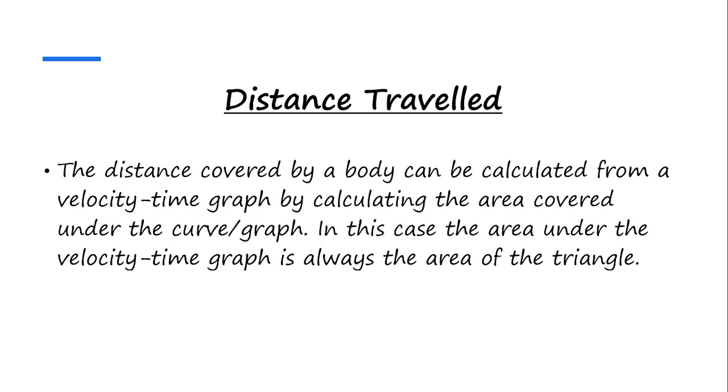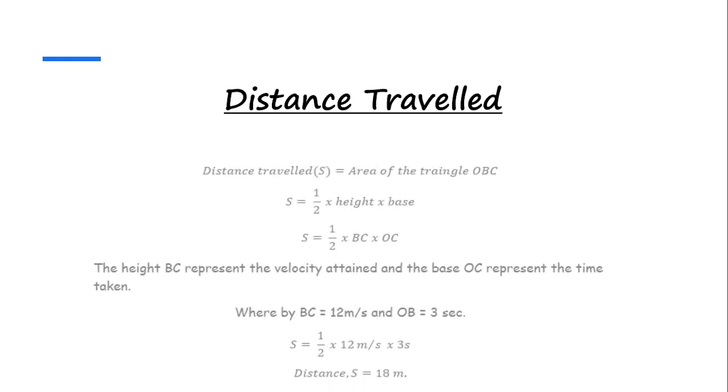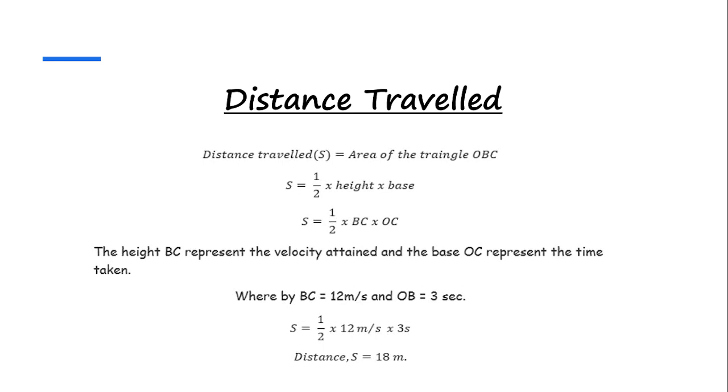Distance covered by a body can be calculated from the velocity time graph by calculating the area under the curve or the graph. In this case, given the velocity time graph that we've seen, the area under the graph is always the area of a triangle. Now consider the shaded area, that is triangle OBC on the above graph. From there you can obtain the distance. So distance traveled will be equal to the area of triangle OBC, and you know that the area of a triangle equals half times height times base. So half times BC times OC. Now the height BC represents the velocity attained, and the base OC represents the time taken.